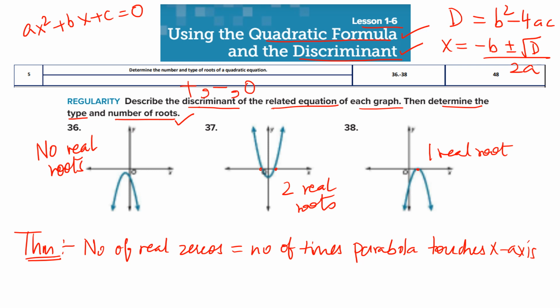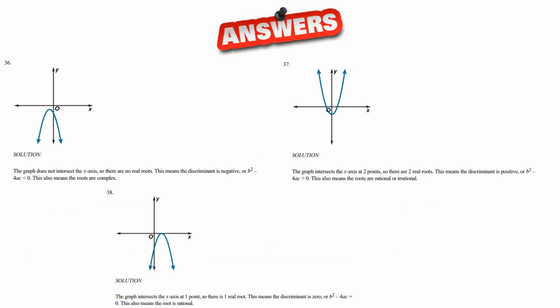Now you have to say about the discriminant. So this quantity b square minus 4ac, if the discriminant is negative, D is less than 0, then it will not have any real root. It will have two roots if the discriminant is positive, and it will have one real root if the discriminant is 0. So that's the concept that has been used here in your answer key for question 36, 37 and 38. Read through it.